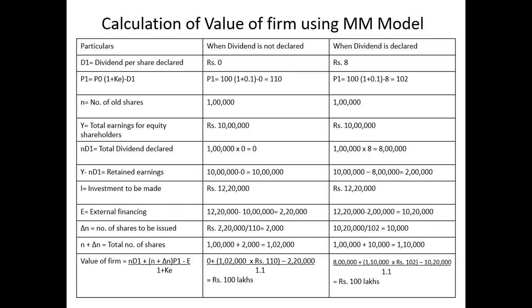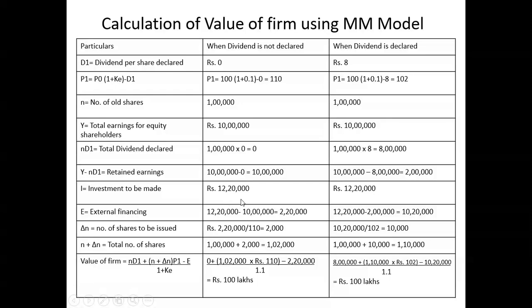here the model is totally representing that even if dividend is declared or not declared, you can see it all here. Here 0 dividend, here 8 rupees dividend, here the price of the share is 110 and 102, number of shares 1 lakh and 1 lakh, total earnings 10 lakhs and 10 lakhs, total dividend 0 and 8 lakhs, retained earnings 10 lakhs and here 2 lakhs. So investment to be made is 12 lakh 20,000 in both.